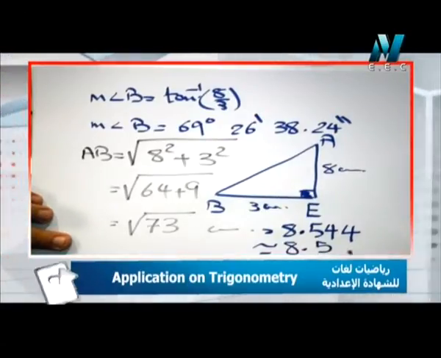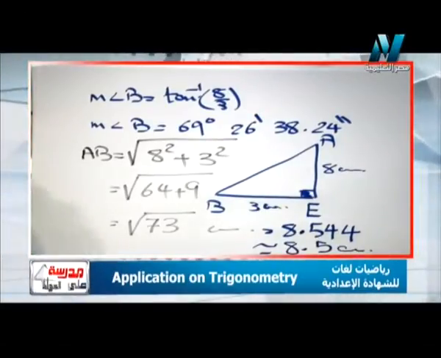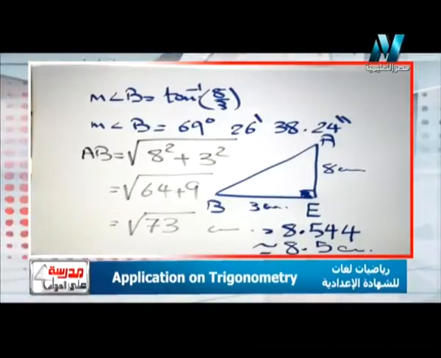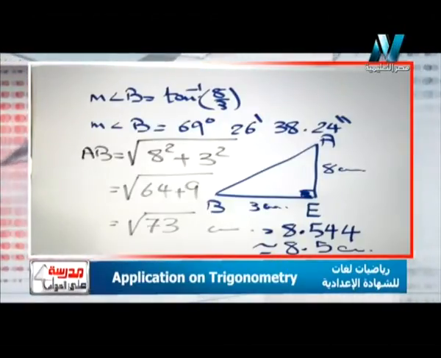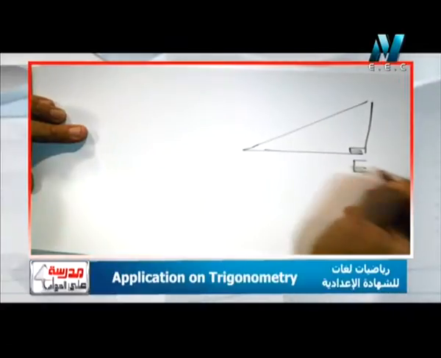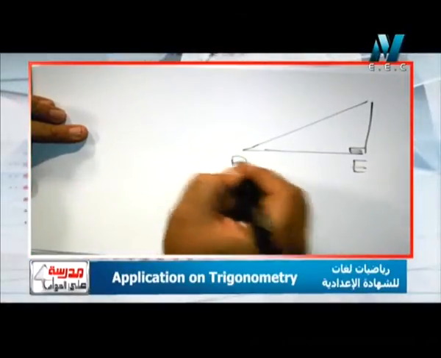And this is the length of AB in this way, which is the simplest way to find the length of AB. But there is another way to find the length of AB using a third prep rule. Which is easier, the one you did or the one you're going to do? The one I did, actually. It's easier than what I'm going to do now.